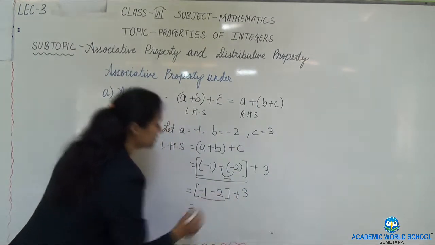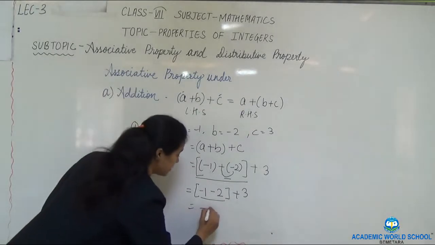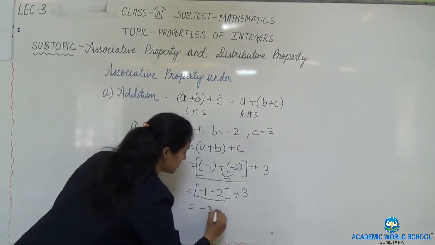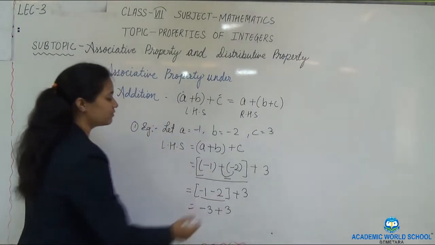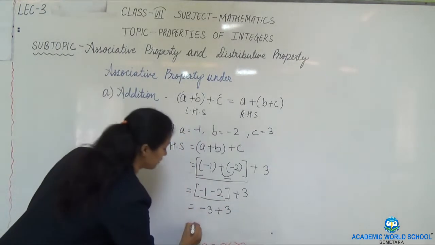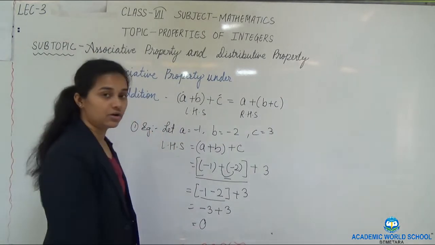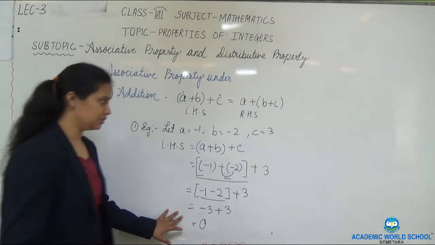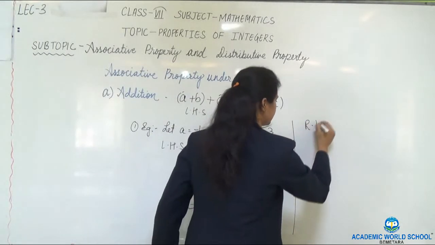Now both are negative numbers and both have the same sign, so we will add: -3 plus 3. -3 and plus 3, now they will be subtracted. So our answer is 0. So when we solve the left hand side, we get the value 0. Now let us check the right hand side.